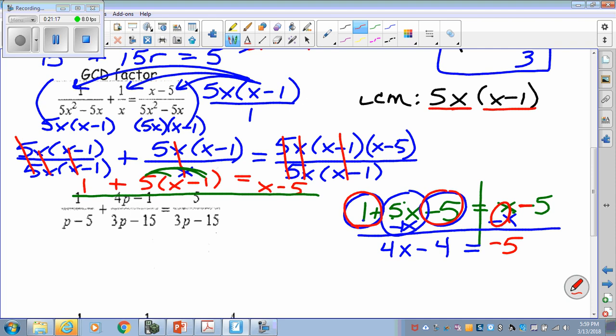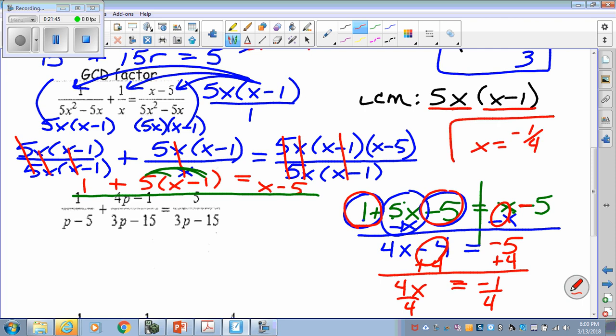Okay, and then now it's just a simple two-step equation, right? If I want to get x by itself, I'm going to add 4 to both sides. So I get 4x, because that's 0, equals -5 plus 4 is -1, and then divide by 4, divide by 4. So x equals -1/4. Okay? So if that was one of my choices, if I'm doing a multiple choice test, and that is one of the choices, I'd say, I think it's -1/4.